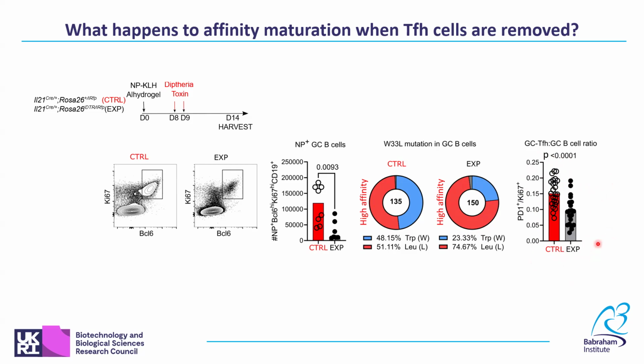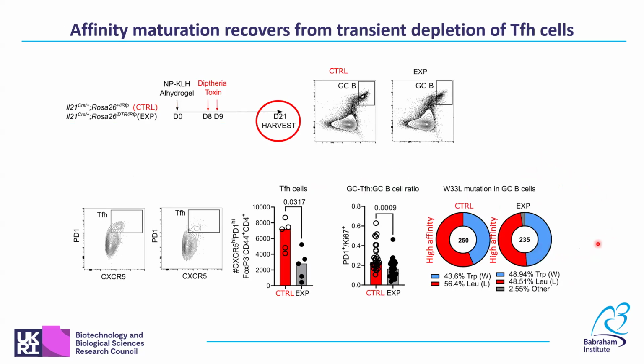But what happens after this time point? So if we look at day 21, when we know the germinal center B cell numbers have come back to normal, but the TFH cells are still depleted, and that's shown here, we can see that actually the proportion of B cells with the high affinity mutation is equal between the control mice and the experimental mice. So affinity maturation seems to have normalized again. And this is despite the fact that there is still this reduced ratio of TFH to germinal center B cells. It's not as reduced as it was at day 14, but it's certainly still there.